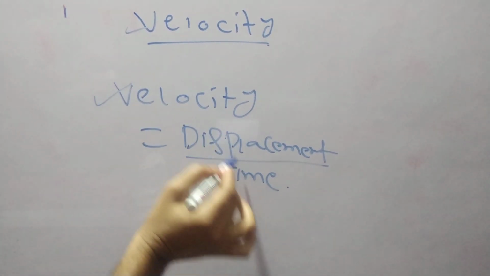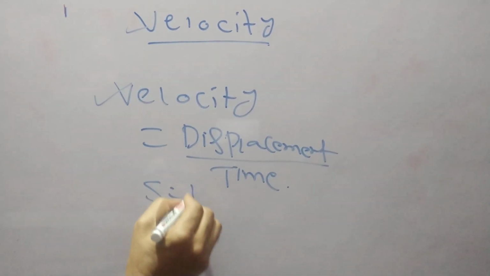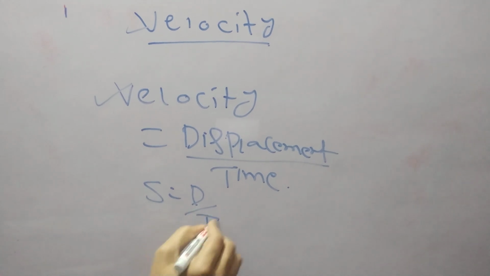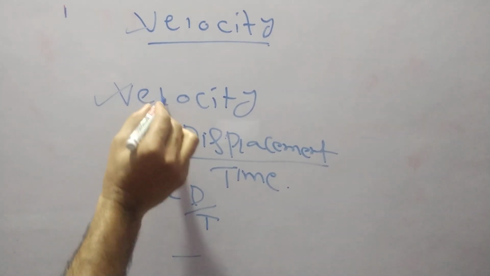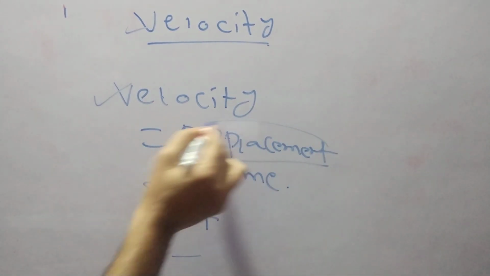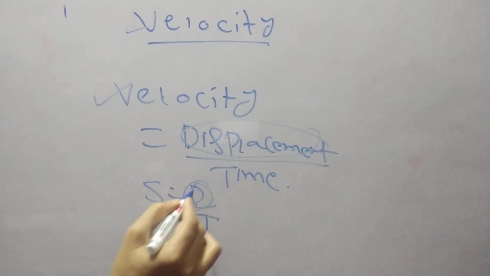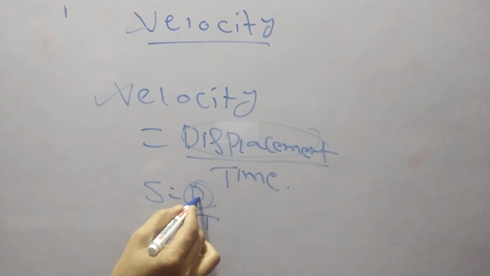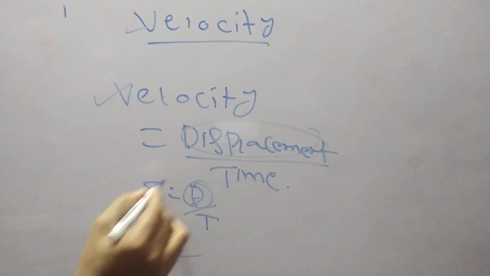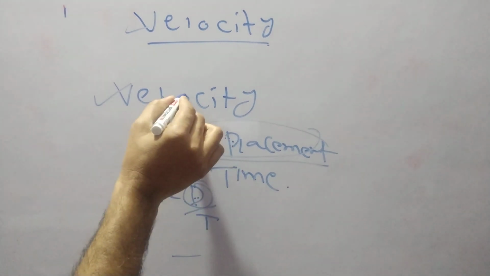Speed is distance by time. But here velocity is displacement by time. So the difference is here, displacement, distance. Distance is a scalar, so speed is a scalar quantity. Displacement is a vector, so velocity is a vector.